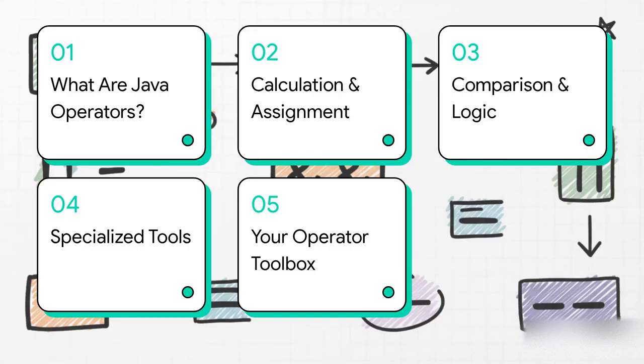To really get a handle on this, we're going to build up our operator toolbox piece by piece. We'll start with the real basics, calculation and assignment. Then we'll get into the fun stuff, the comparison and logic tools that let your code start to think for itself. We'll even peek at some specialized tools before we wrap everything up with a nice, clear recap. Sound good? Let's get started.